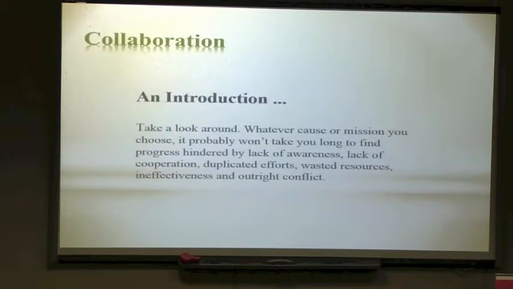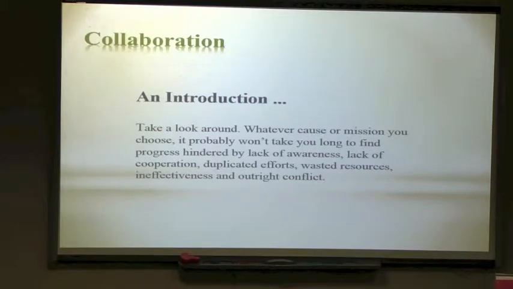So as an introduction, continuing introduction, take a look around, and almost everything that you try to do, every project is going to be a collaboration project. And you'll find that it won't take long before progress is hindered by a lack of awareness, lack of cooperation, duplicated efforts, wasted resources, ineffectiveness, and outright conflict. Of course, those things never happen at the schools, right? But it does, and we know it does.